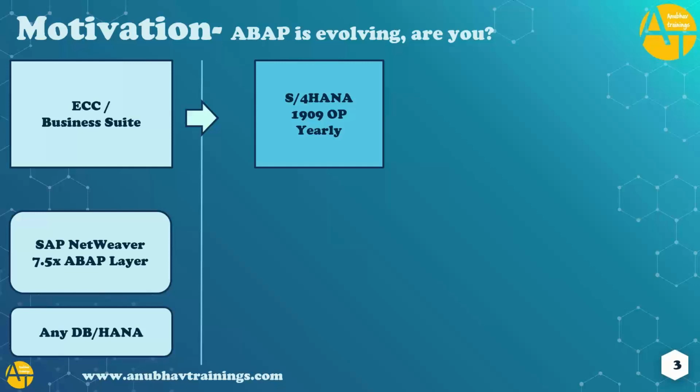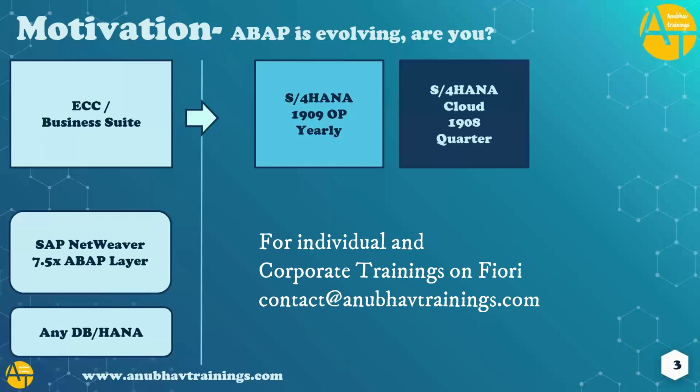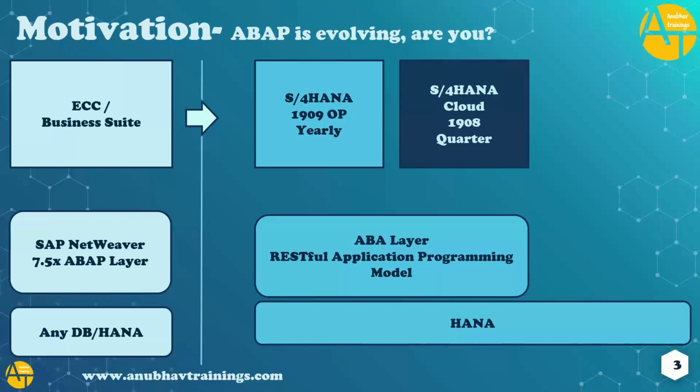S4HANA is available in two flavors. One is S4HANA on-premise and one is S4HANA Cloud. S4HANA on-premise has a yearly release cycle. However, S4HANA Cloud has a quarterly release cycle, which offers us new features and functionality every quarter. Starting with the 1909 version of S4HANA on-premise and the 1908 version, which is August 2019, a radical change happened in the underlying infrastructure. And that's where SAP introduced the so-called ABAP layer.